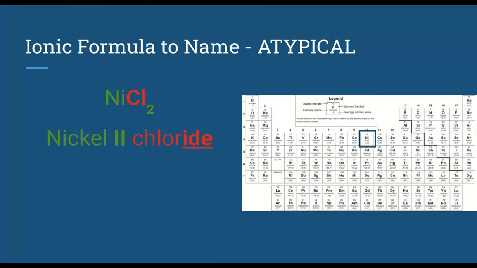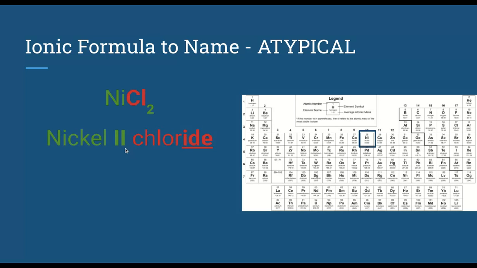So once again, what I need to do is identify that my element needs a Roman numeral by looking at where it is in the periodic table. Let's remember that column 1, column 2, and column 3A all do not need Roman numerals. The ones that need Roman numerals fall in the D block or the transition metal section, as well as tin and lead. So because nickel falls in this transition metal section, I know I'm going to need Roman numerals in the name.